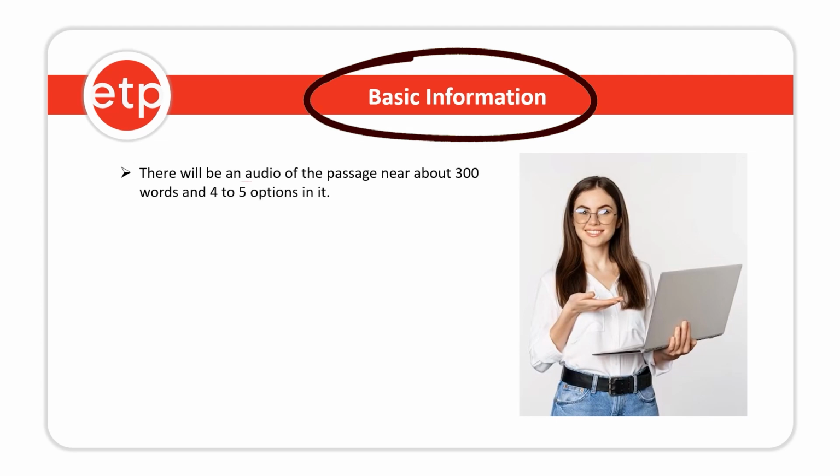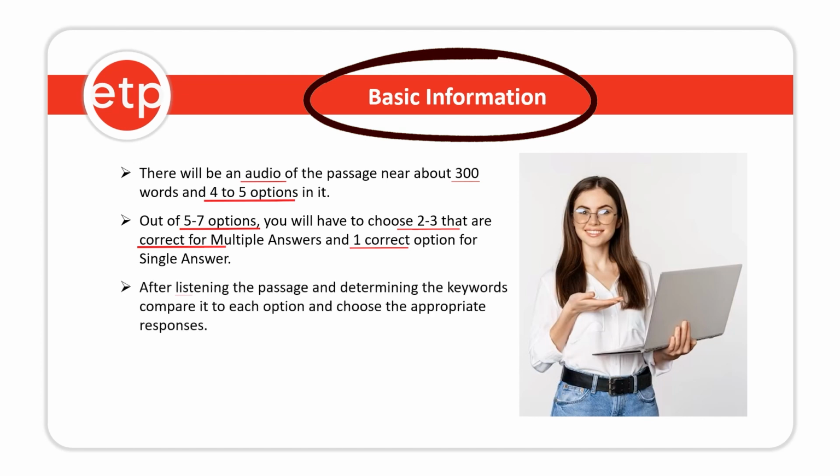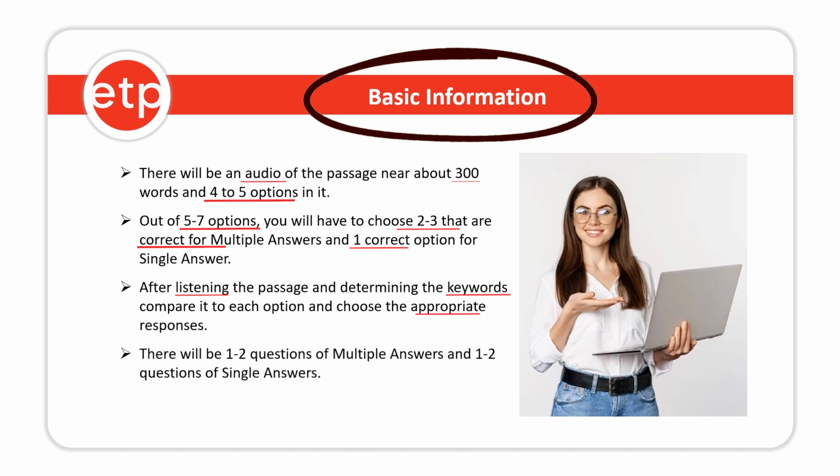Firstly, there will be an audio of the passage of about 300 words and 4 to 5 options in it. Out of the 5 or 7 options, you have to choose any 2 or 3 which are correct for multiple choice question with multiple answers and 1 correct option for multiple choice question with single answer. After listening to the passage, you have to determine the keywords and compare it with each option along with the appropriate responses. In the exam, you will get around 1 to 2 questions for multiple answers and 1 to 2 questions for MCQs for single answers. It contributes to listening only.